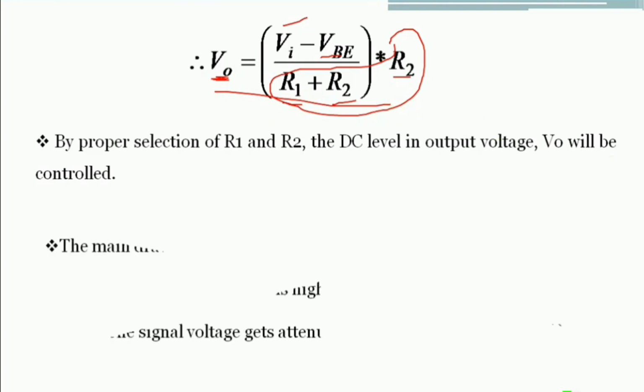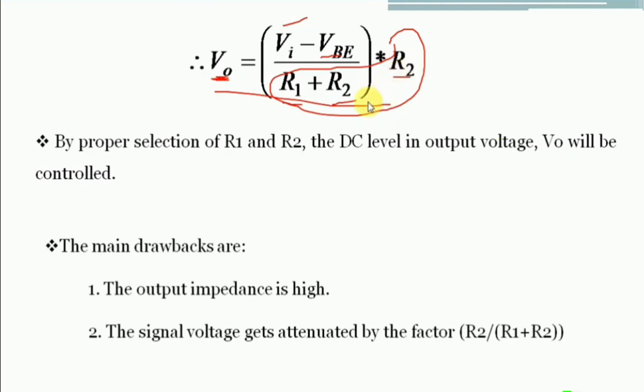The first drawback is the output impedance. Since we are using the emitter follower circuit, the output impedance of the basic emitter follower circuit is low. But here, because of the addition of resistors, the output impedance of this circuit is high. There may be a chance that it cannot load the other circuits.